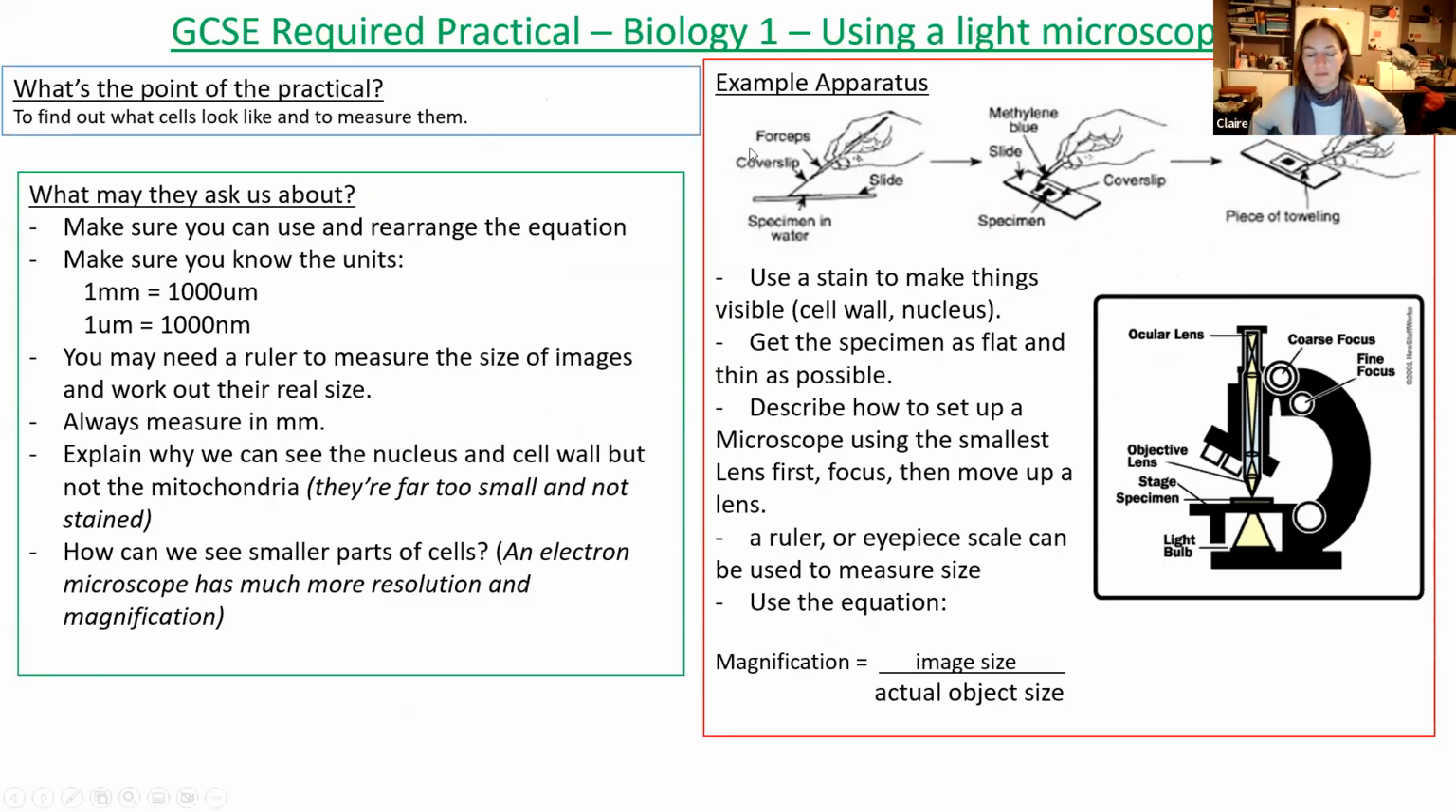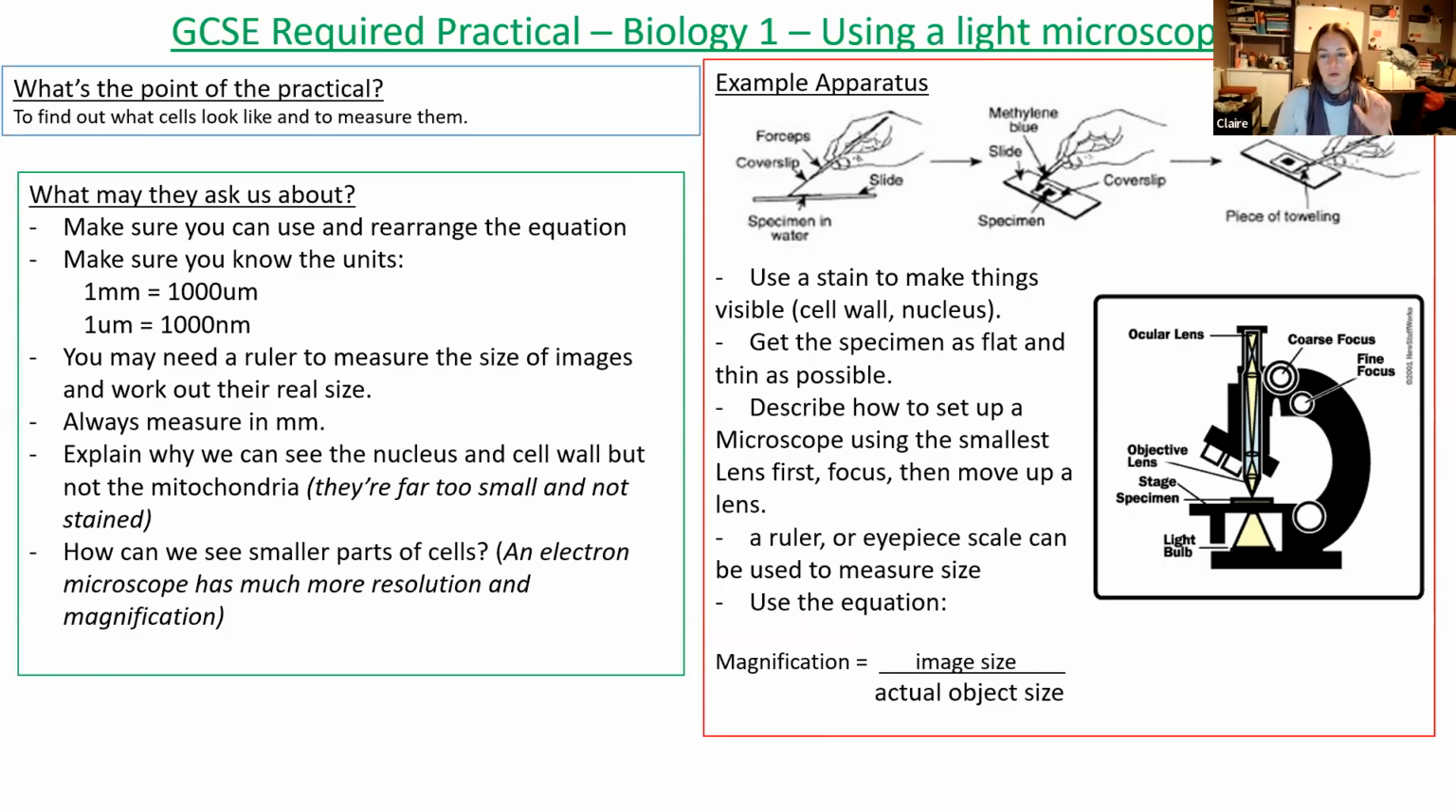So the first one, I'm hoping all Year 9s have done this one as well, but this is the light microscope. Very important to be able to label the microscope and know what each part does, because there are many questions on how you focus, describe how you would focus a microscope.